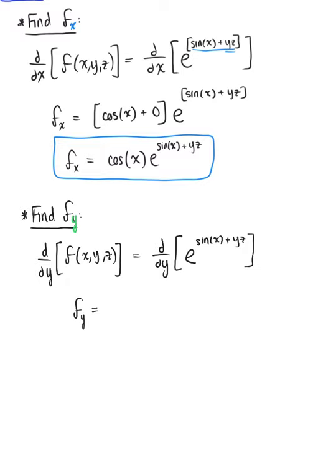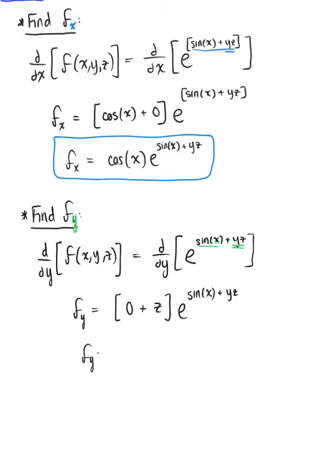So again, this is going to be the derivative of the exponent. So we have the derivative of sine of x with respect to y. Well, wait a second, x is a constant. So the derivative of a constant is just 0. Woohoo! Plus, now we have the derivative of yz. And we're differentiating with respect to y, so z is a constant. So we have z times 1, which is plus z, multiplied by the original natural exponential function. That's the natural exponential raised to the sine of x plus yz.